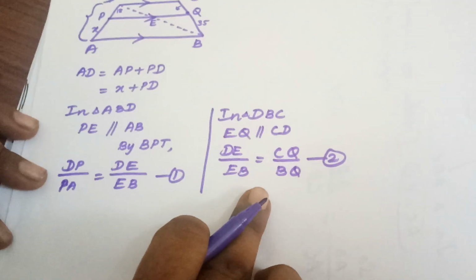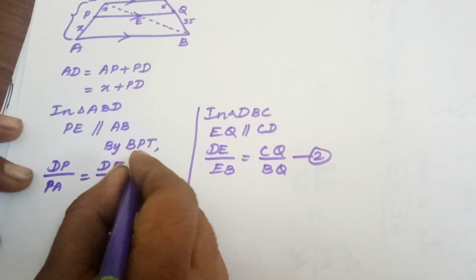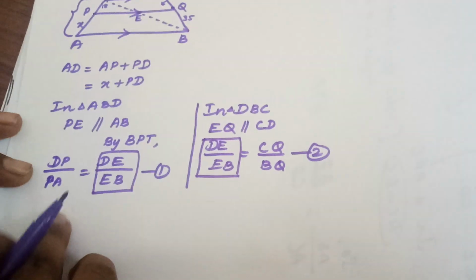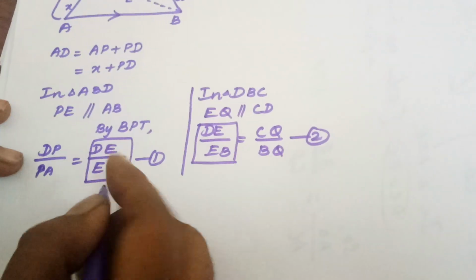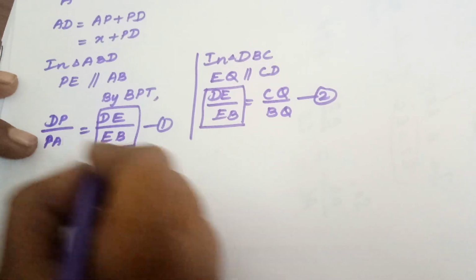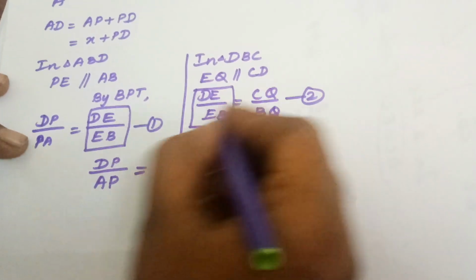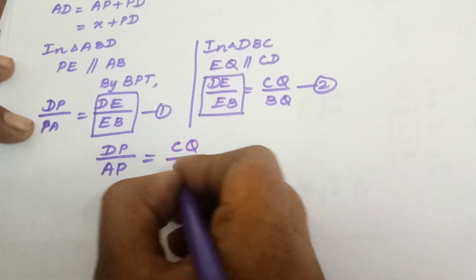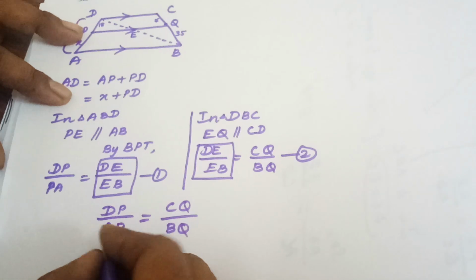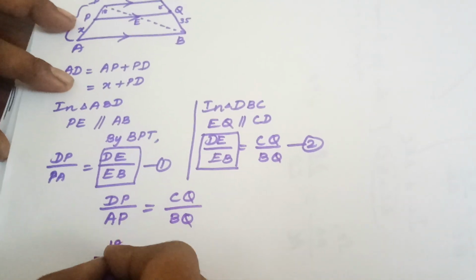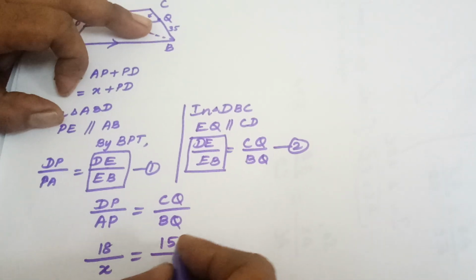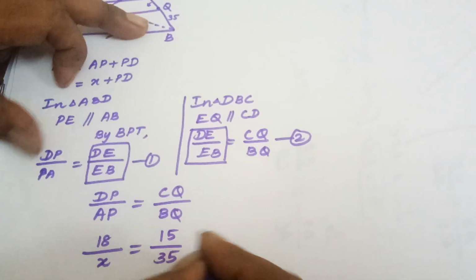By comparing 1 and 2, we have this term common. That is DE by EB is common. So we can equate the other sides as DP by AP, let us name this in alphabetical order, AP is equal to CQ by BQ. Here DP is 18, it is given. And AP we have named it as X. CQ is 15 and BQ is 35.